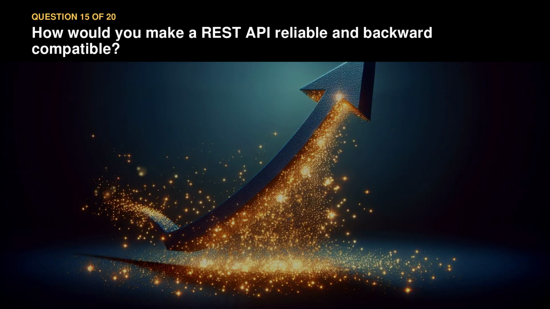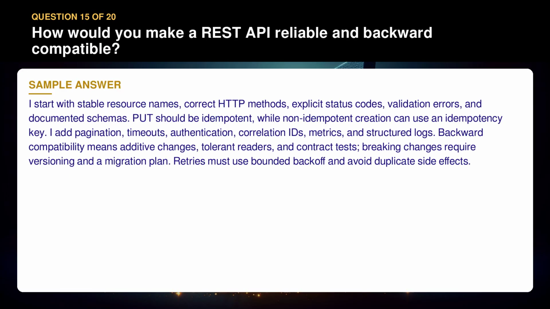Question 15. How would you make a REST API reliable and backward compatible? I start with stable resource names, correct HTTP methods, explicit status codes, validation errors, and documented schemas. PUT should be idempotent, while non-idempotent creation can use an idempotency key.